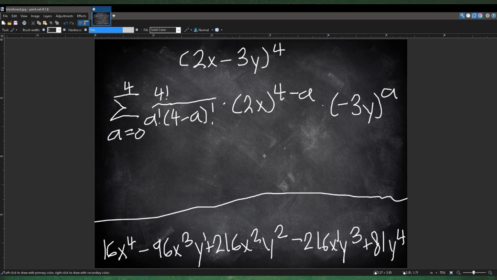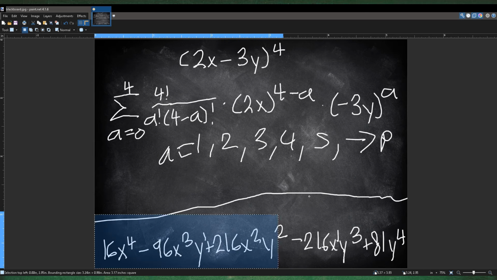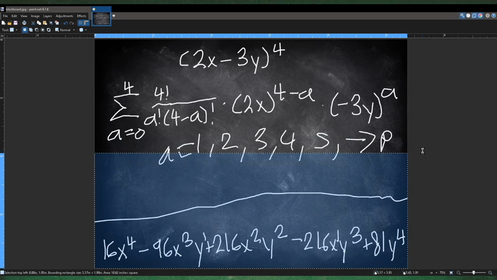You just got to do this binomial theorem a bunch of times. You just got to plug in when a is equal to 1, sorry, when a is equal to 1, 2, 3, 4, 5, up to the power. And then you're going to get all these numbers. So if they ever ask you how to expand this out, just use the binomial theorem. Okay? And we could delete all this.